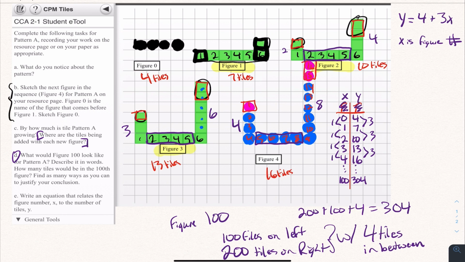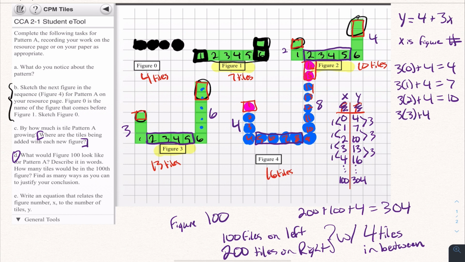Are you ready? So for figure 0, that would be 3 times 0 plus 4 equals 4 tiles. For figure number 1, 3 times 1 plus 4 gives me 7 tiles. 3 times 2 plus 4 equals 10 tiles for figure 2. 3 times 3 plus 4 equals 13 tiles. And so when we plugged our values into this equation, it matches up perfectly with our table that we've already made.